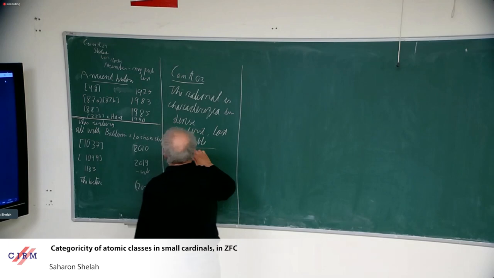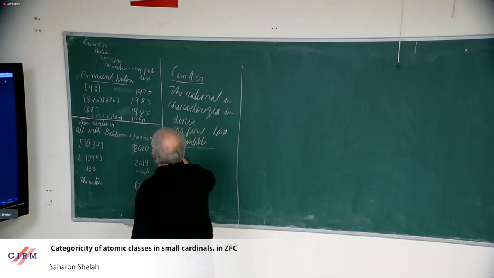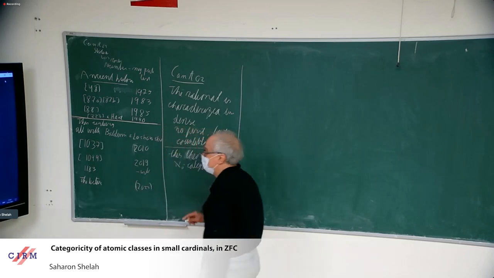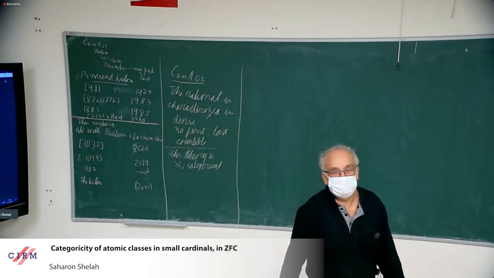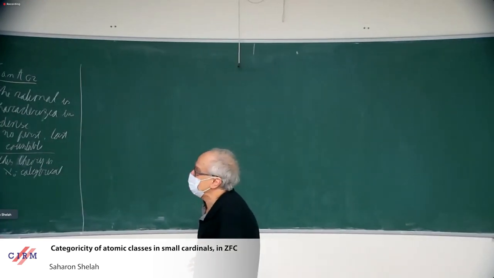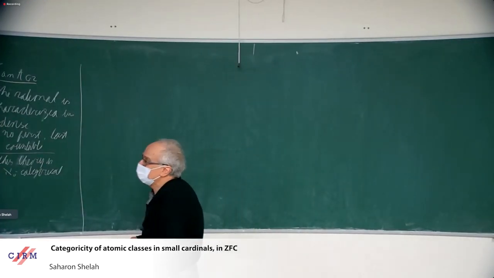The theory in this field says the theory is aleph zero categorical. Okay, why is it? Because if we have two candidates, we can build an isomorphism between them by finite approximation.